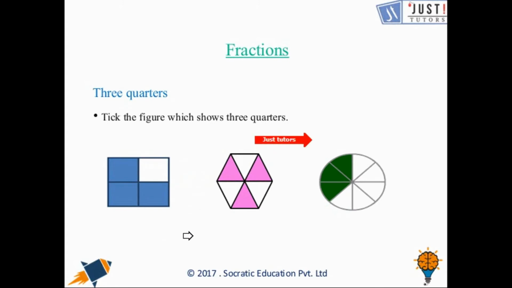Alright, so here you need to tick the figure which shows 3/4. We can have a look at these figures. Here we have 3 parts out of 4 colored. Here we have in total 6 parts. Out of 6 we have 3 colored. Here we have 8 parts in which 3 are colored. So as we know that 3/4 is 3 out of 4, this one is the correct answer.